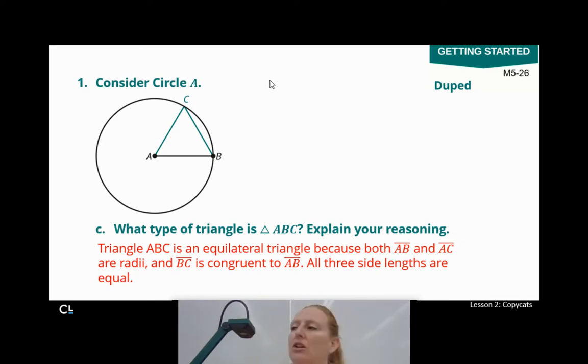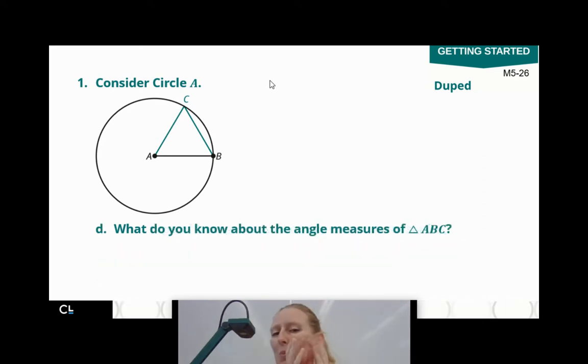So here's the real trick question. What do you know about the angle measures of triangle ABC? What do you know about all those angles? Hit pause, jot down some quick thoughts, hit play when you're ready to check your work.